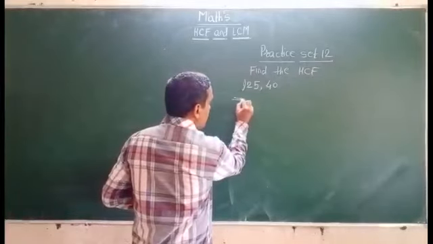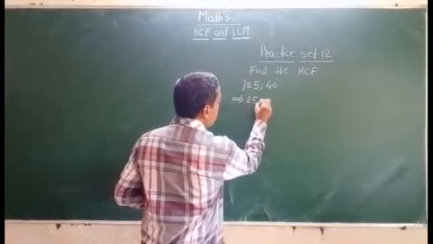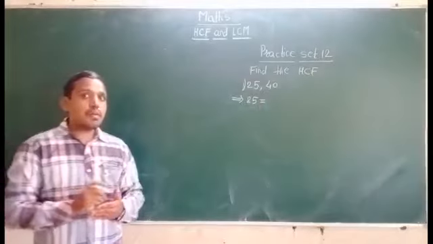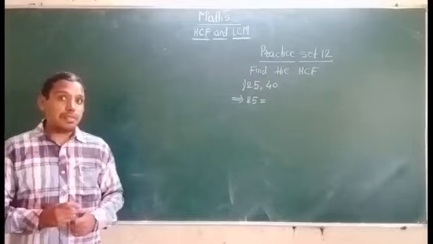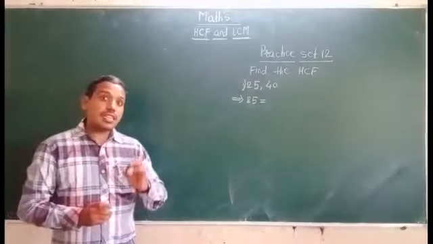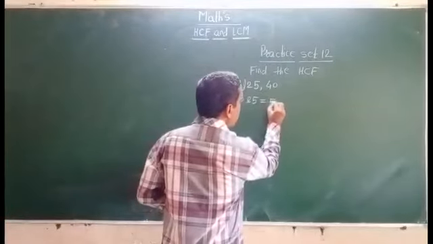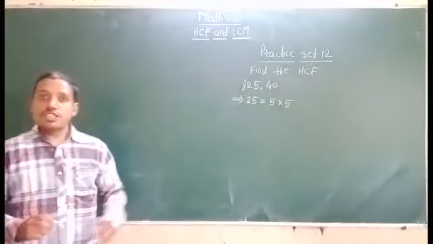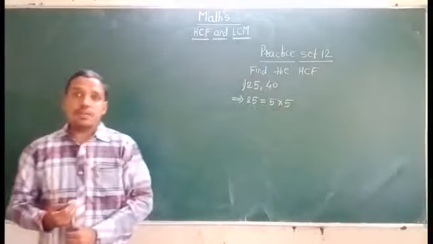First of all, we find the prime factors of 25. 25 is a composite number. So which prime number completely divides it? 5 is the smallest prime number that completely divides 25, and we get the answer 5 into 5. 5 into 5 is 25. That means this is the prime factorization of 25.